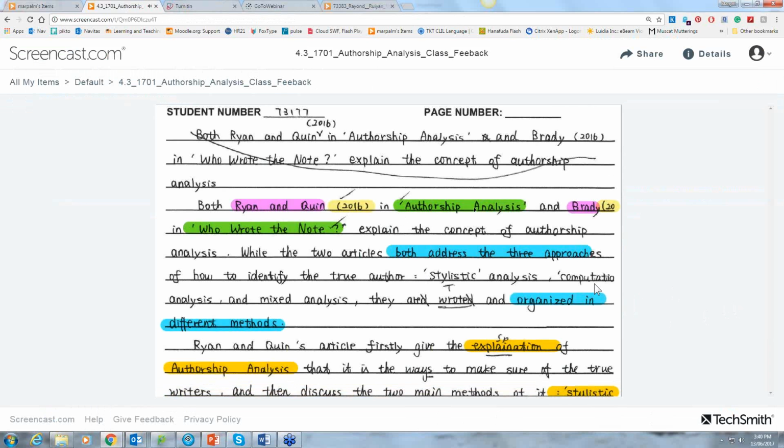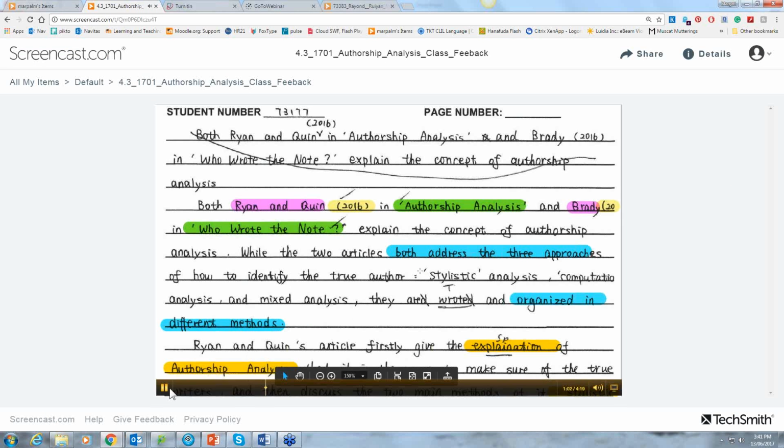And they have also correctly used the titles of the papers, making sure that the punctuation is correct, capital A for authorship and analysis, and who wrote the note. Be careful with the punctuation of that second article. You need to have capitals for who wrote the note, and make sure that you have the question mark there. It's all part of the title, and it's very important that you copy that across correctly. The 4th element that they're looking for is an introduction to your paper, which in this case, they have said both papers address the 3 approaches, and then said if the papers are structured differently. That can be done in many different ways, but this is a fairly good example of an introduction.